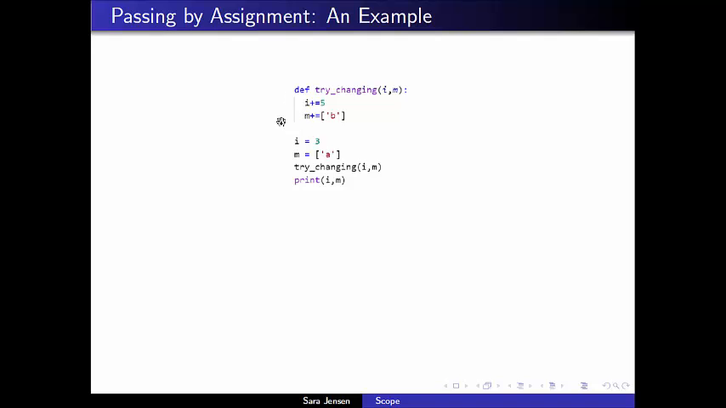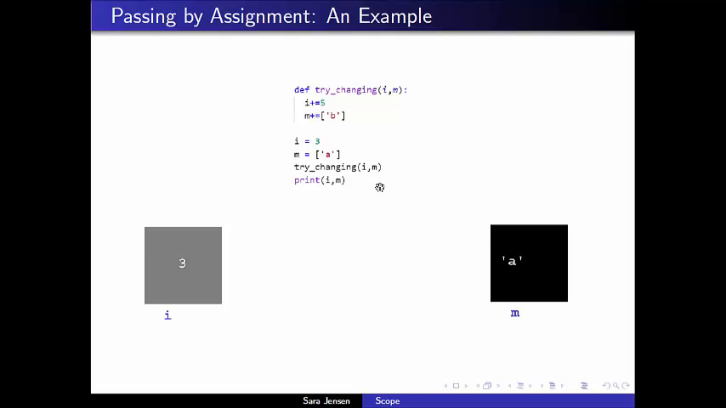The function try_changing attempts to change the value of I and the value of M, yet when we ran this code, the value of I was unchanged while the value of M was changed. Understanding the fact that Python passes arguments to functions by assignment can make sense of what's going on in this example.